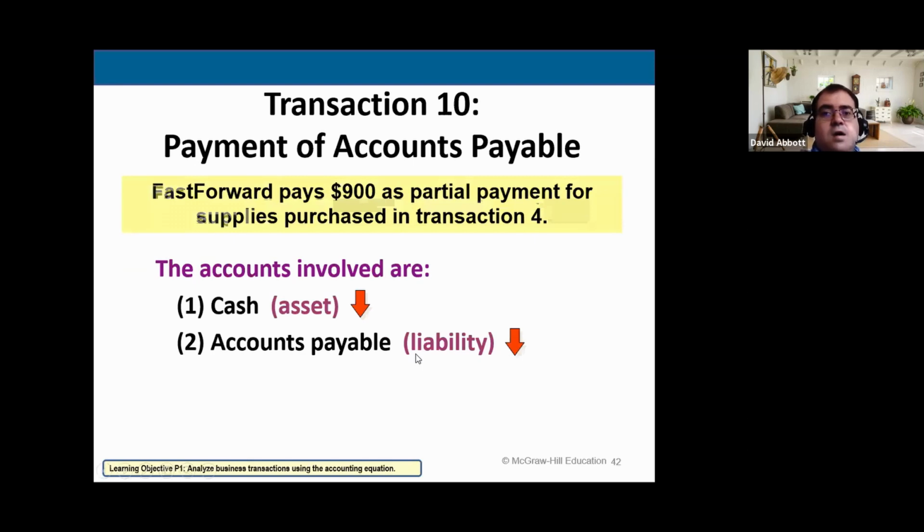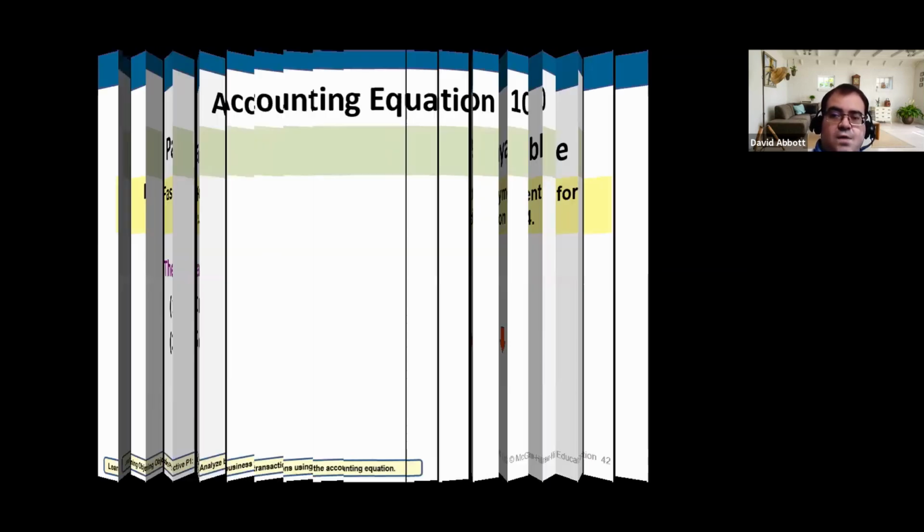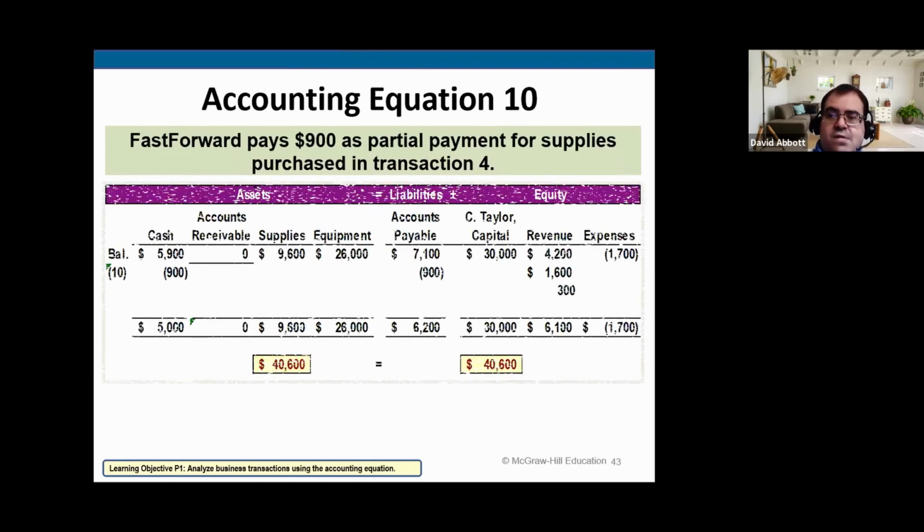FastForward pays $900 as a partial payment for supplies purchased in transaction 4 we discussed earlier. So cash is decreasing and accounts payable is decreasing because we now don't owe $900. So we would have to debit accounts payable, and then we would credit cash because we're paying out cash. And so this is how that would look. So cash is decreasing, and then accounts payable is also decreasing.